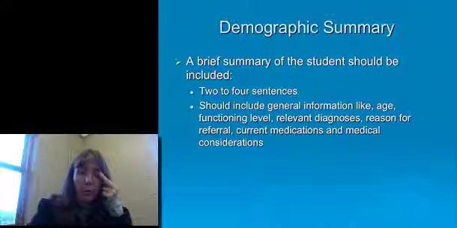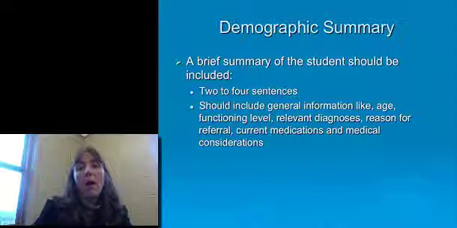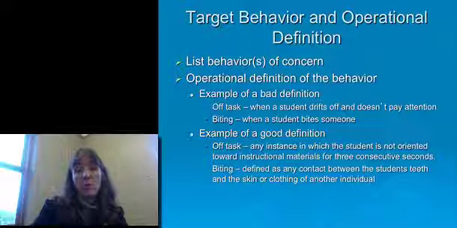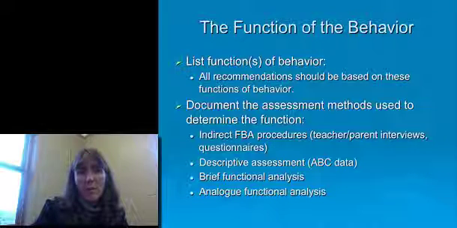In terms of the demographic summary, we need to include a brief summary of the student, 2 to 4 sentences: age, functioning level, relevant diagnoses, any current medications that they're on, what the presenting problem is, and any medical considerations. And we've talked about issues with operational definition. I won't reiterate that here, but we know what good definitions look like, and this will be covered in additional courses that you have as well.